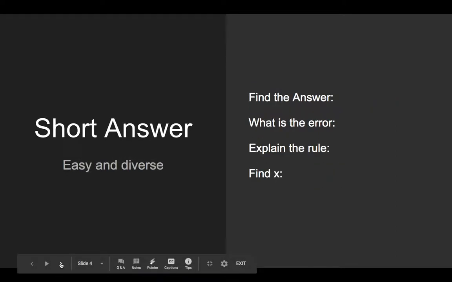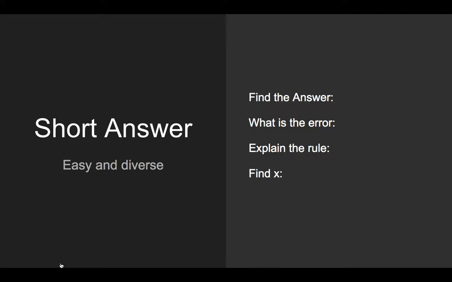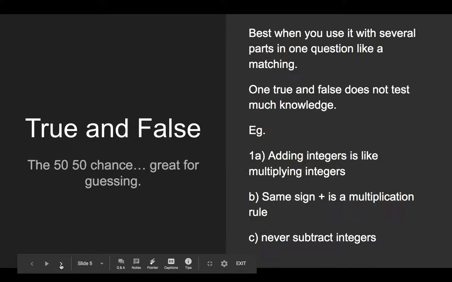Short answer. These are things like find the answer, solve, what is the error, explain the rule. The short answers are the most common ones, especially in written exams. They're very common because it's straightforward. Every multiple choice is technically a short answer. They're just giving you the answers. So easy and diverse, use it how you'd like.